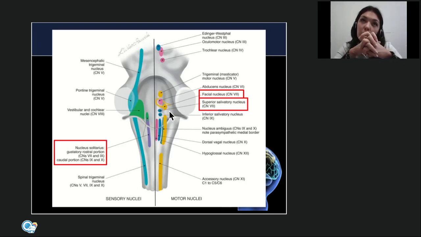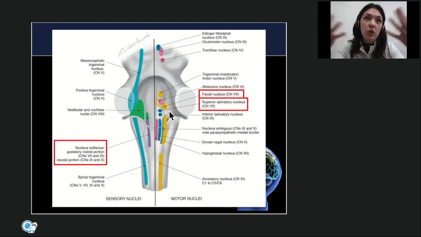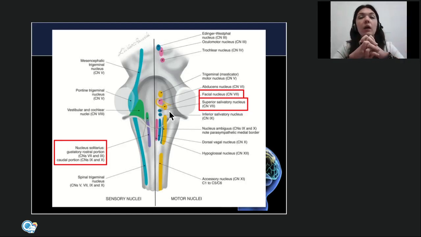But because function is definitely different, the lacrimal nucleus is responsible for lacrimation. What does it mean? This means production of tears by the lacrimal gland, yes? And the superior salivatory nucleus is responsible for salivation, production of saliva by salivary glands, submandibular, sublingual, yes? So that's why in some books they are divided.